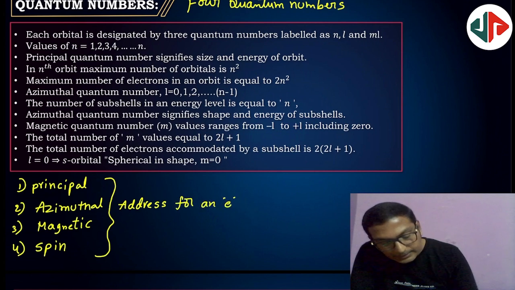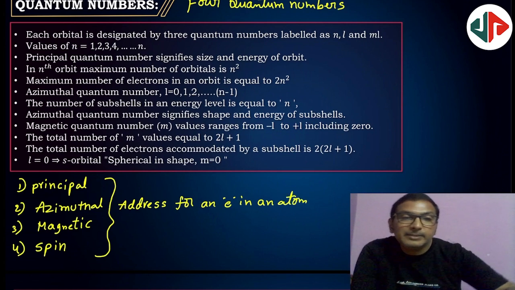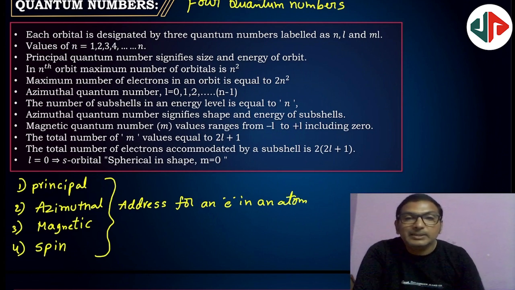Address for an electron in an atom. That means by using these four quantum numbers, we can explain the position of an electron in a particular atom.